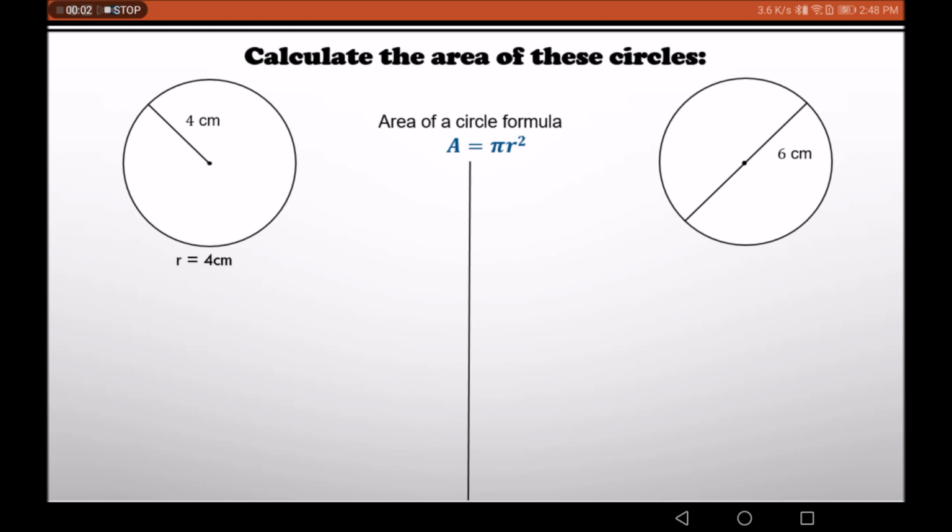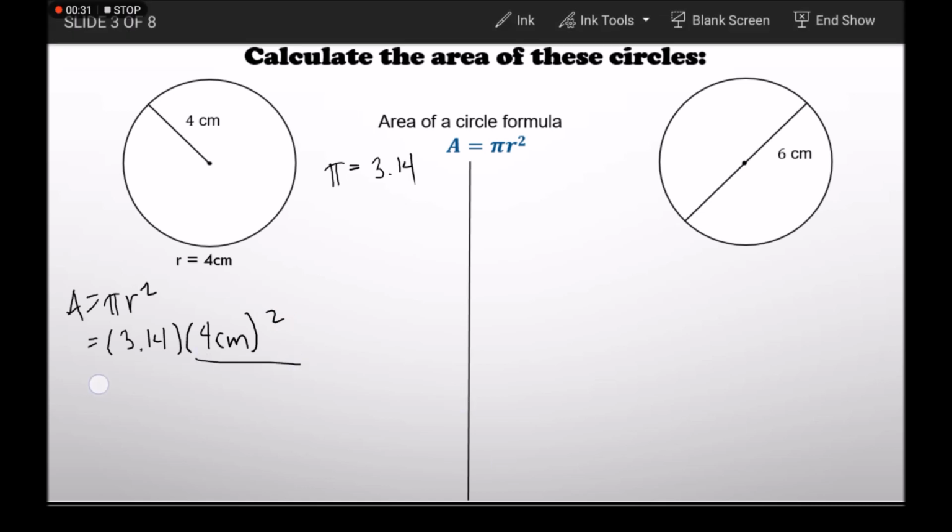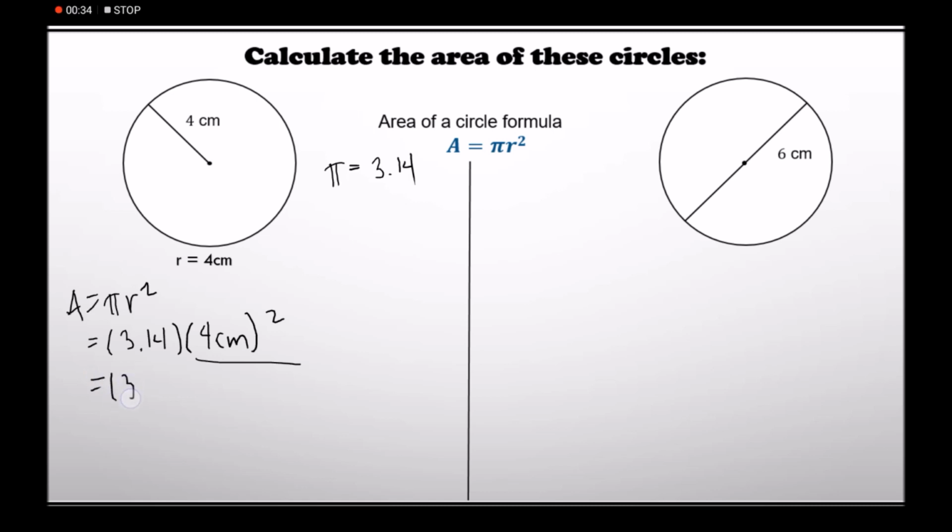Let's calculate the area of these circles. The first circle has a radius of 4 cm. Using the formula, area is equal to pi r square, and for the value of pi, we're going to use 3.14. So let's substitute the value of pi, 3.14, times the radius, which is 4 cm, then square. So let's solve first the radius. So that will be 3.14, then 4 cm square, that will become 16 cm square.